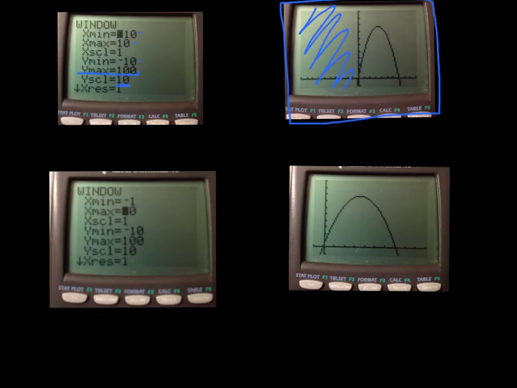So I went back to the window, and you can't quite see, well, I think you can see it. I changed my X min to -1. I just deleted the 0 on the 10. And what that did is that cut off the wasted space, and now I've got this gorgeous picture of a parabola right here. And we're going to use the rest of tonight's video lesson talking about how to get these two x-intercepts right here and how to get this maximum vertex up there using the calculator.